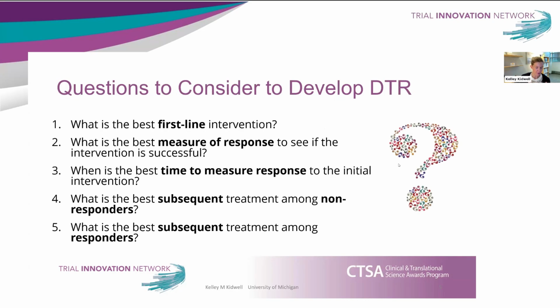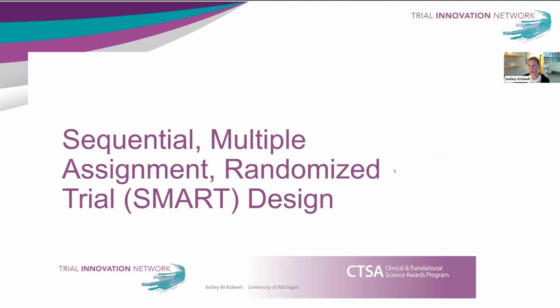However, because we've got what do you do first and what do you do subsequently, and maybe even how do you measure a response, there are lots of questions that we've got to figure out and provide evidence for to develop these evidence-based dynamic treatment regimens. And so one way to do that is through sequential multiple assignment randomized trial designs, or through SMART design.